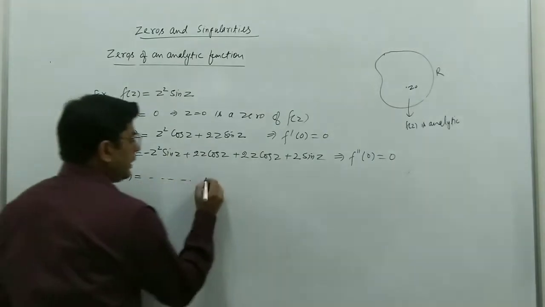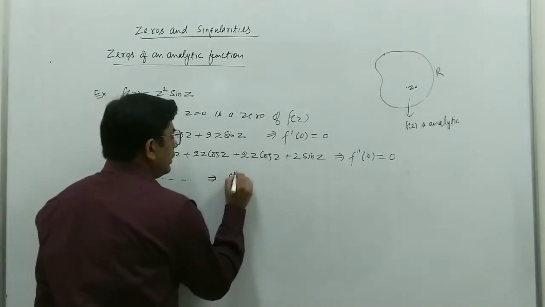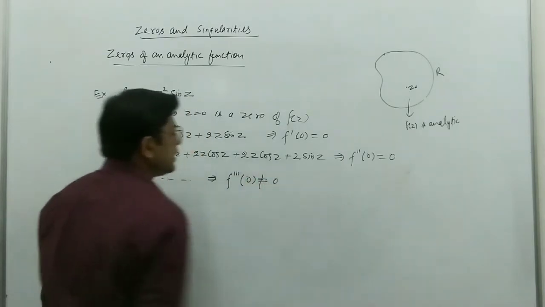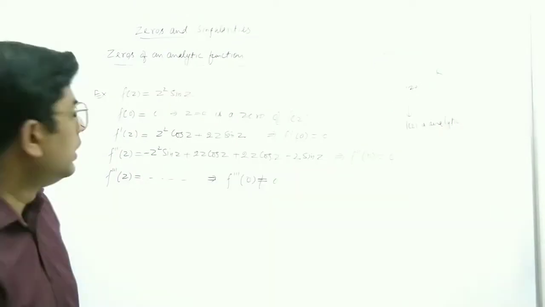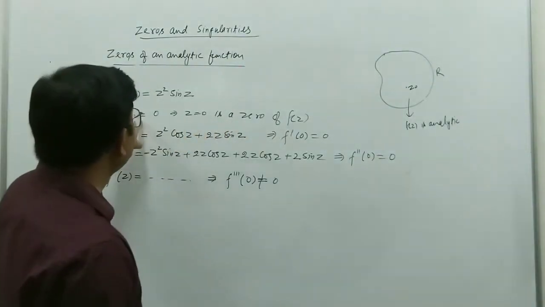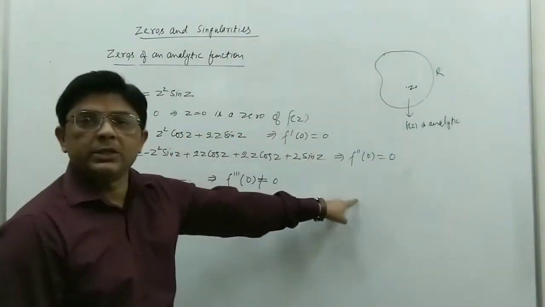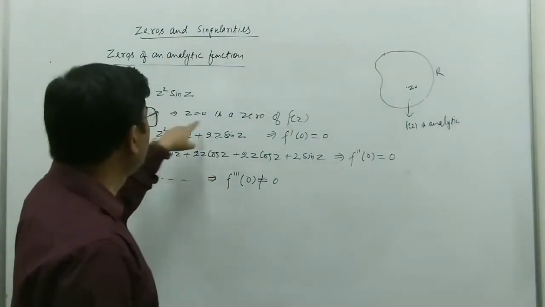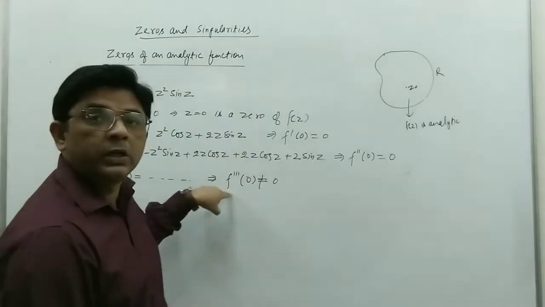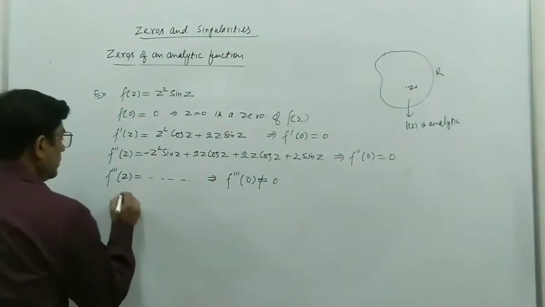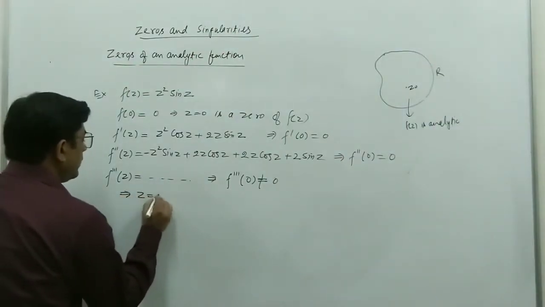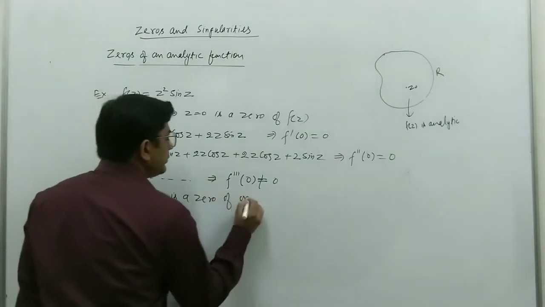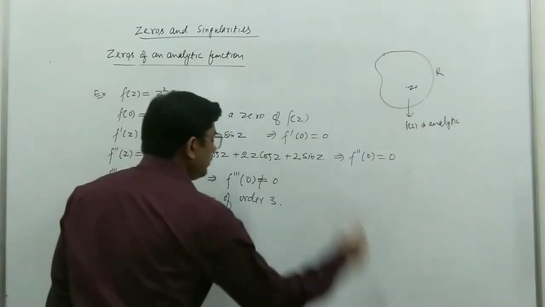So we can find the triple derivative, and when you find the triple derivative at z equal to 0, this is not 0. So f(0) is 0, f dash 0 is 0, f double dash 0 is 0, but f triple dash is not 0. It means z equal to 0 is a 0 of order 3.